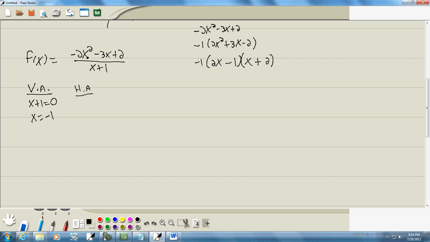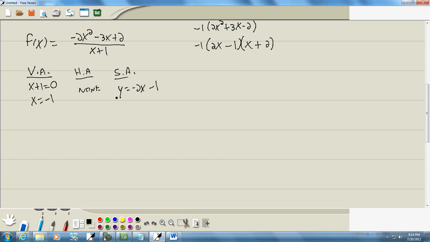Now for a horizontal asymptote, if your degree at the top is larger, there is none. For the slant asymptote, you do what we just did up above, and I think we said negative 2x minus 1. Yep. Then we find our x-intercept. For your x-intercept, you plug 0 into the other variable, so plug 0 in for y. And remember, f of x is y. So we got 0 is equal to negative 2x squared minus 3x plus 2 over x plus 1.